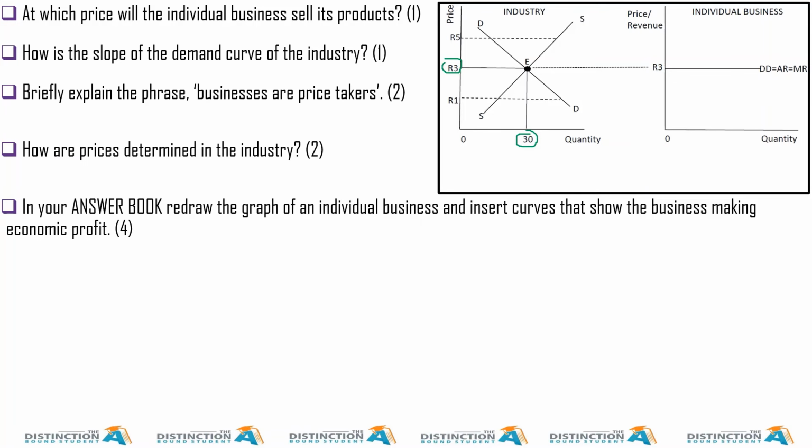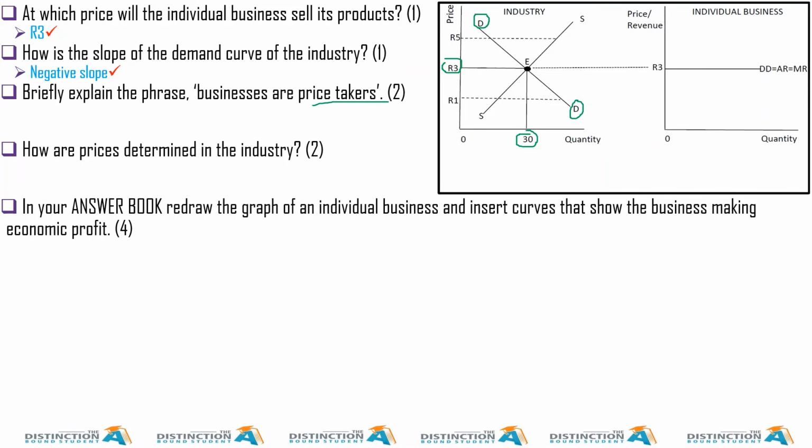What are the questions? At which price will the individual business sell its product? Obviously at 3 rand, because that's what the market price says. That's what demand and supply says. How is the slope of the demand curve of the industry? You see this? It is downward sloping, or negative sloping, however you want to say.